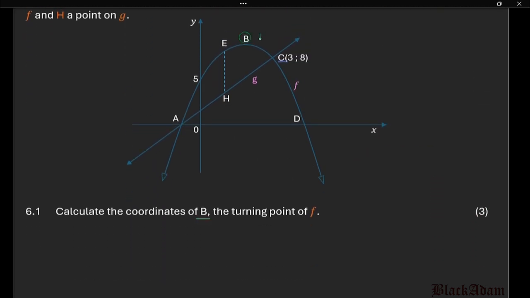Let's say the coordinate of B. B is the turning point. We have two ways: we can either use minus b over 2a, or we can complete the square. My favorite is to complete the square. So I'll complete the square.